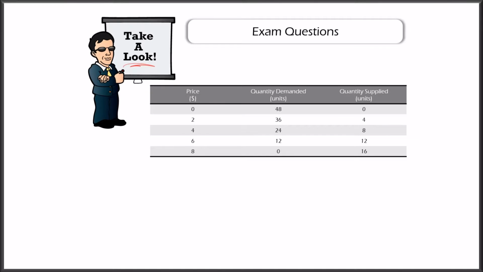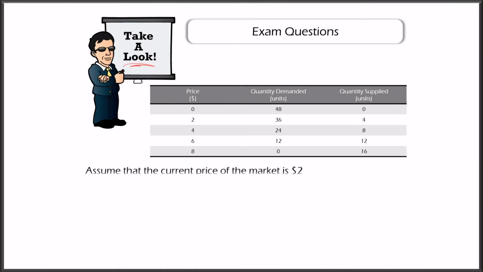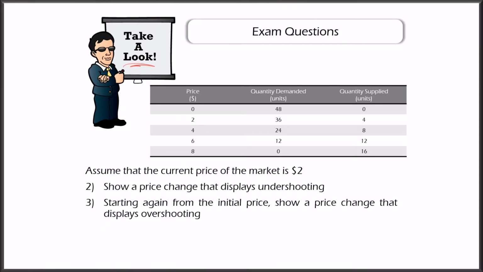Now, try to solve the following exam questions. Using the demand and supply schedule, draw the demand and supply curves of that market. Identify the price and quantity of equilibrium. Assume that the current price of the market is $2. Show a price change that displays undershooting. Starting again from the initial price, show a price change that displays overshooting.